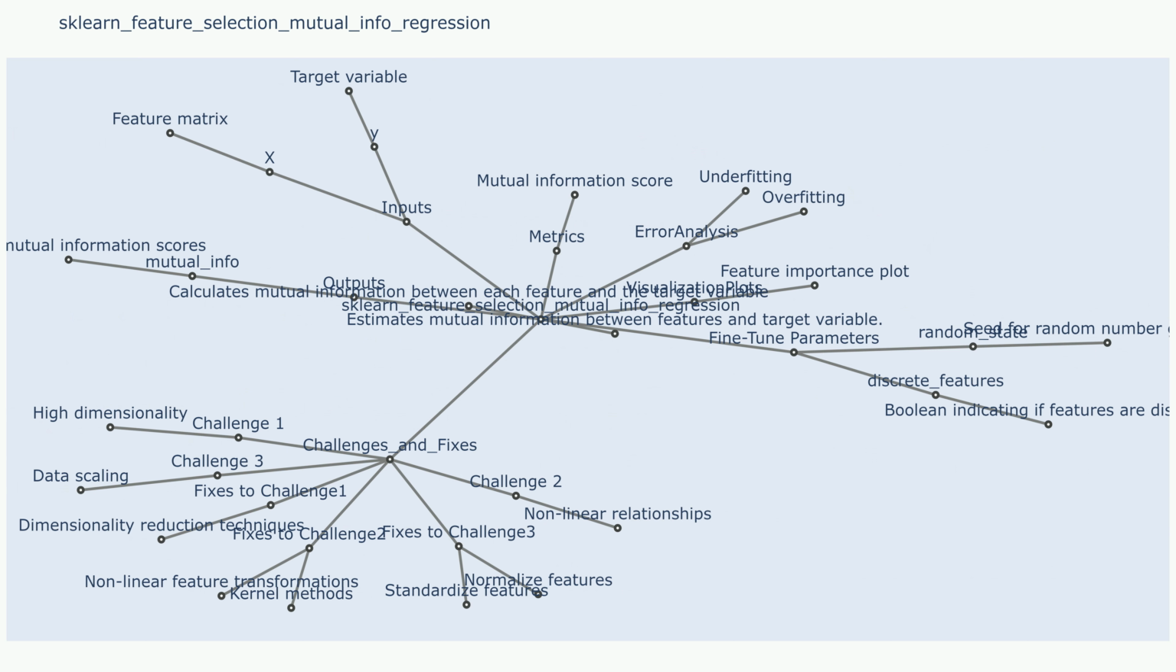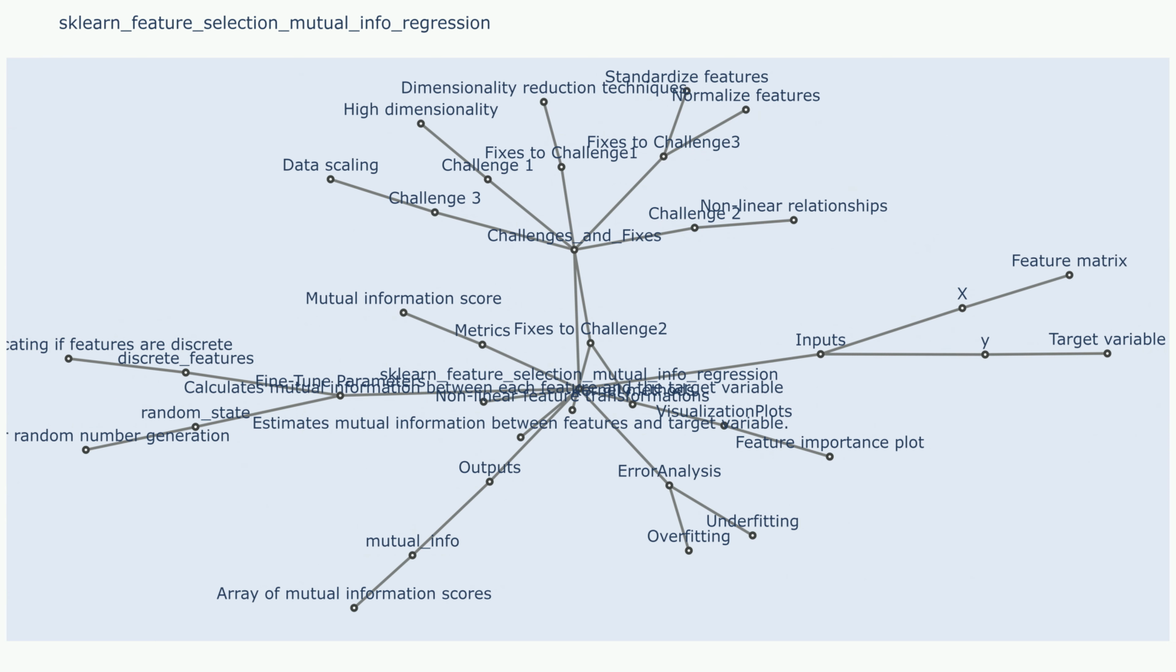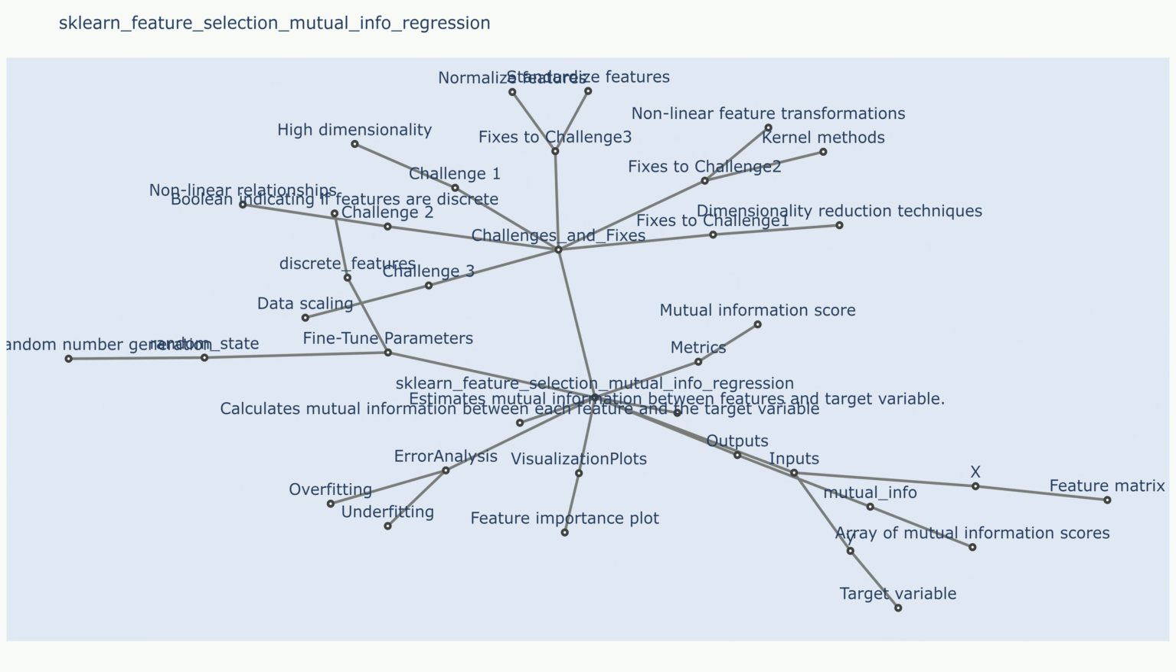Compute the mutual information for each feature using the formula MI(X;Y) = H(X) + H(Y) - H(X,Y), where H(X) is the entropy of feature X, H(Y) is the entropy of the target variable Y, and H(X,Y) is the joint entropy of X and Y. Metrics: mutual information (MI) is a measure of statistical dependence between features and the target variable. Higher MI indicates stronger relevance.